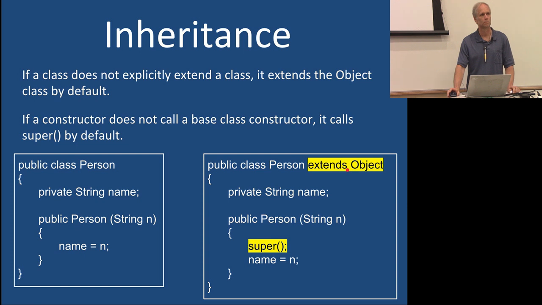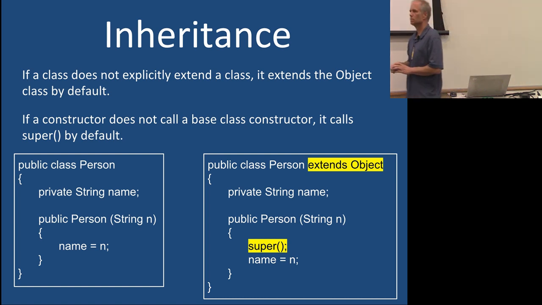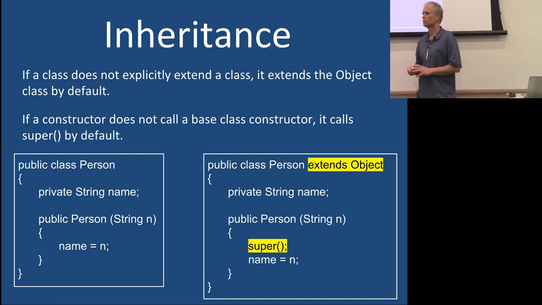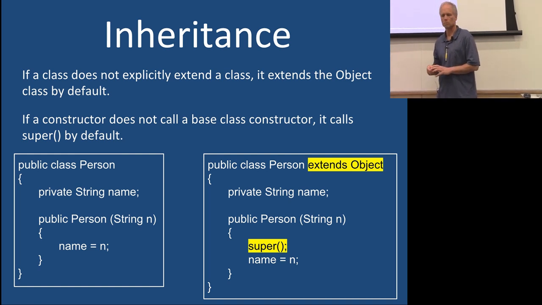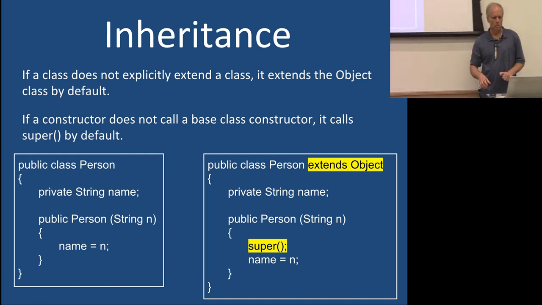What's Object? Object is a class. Oh. It's a class built into Java. Yeah? If you extend another class, say a third one from the second one, how is super calling the first class, the base class?